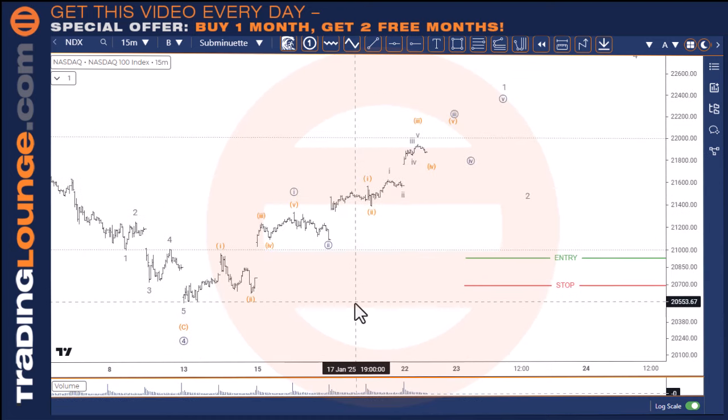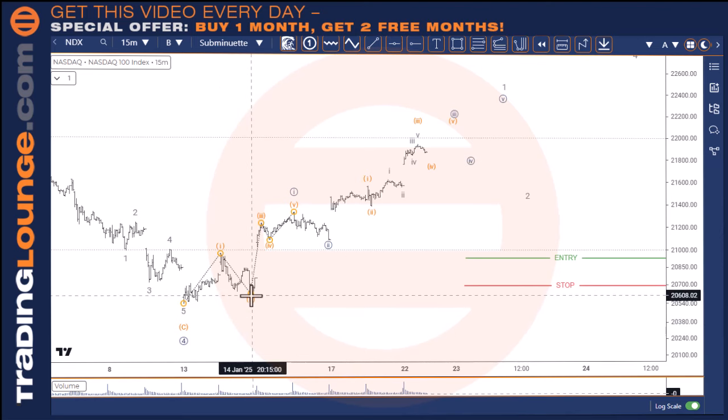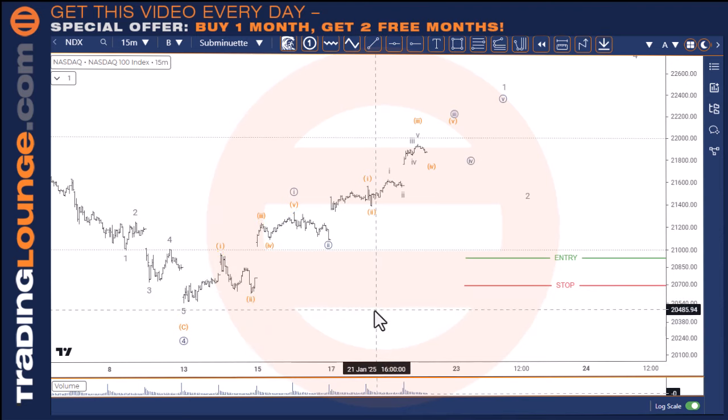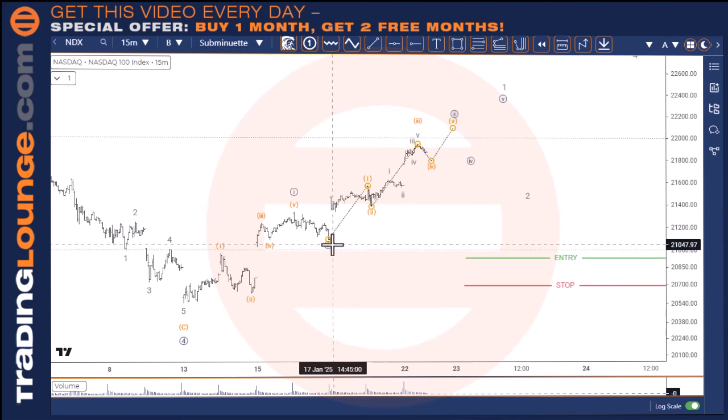So I've got this counted a little bit differently here as well, so it's worth noting. I've got the 5 waves here for the first wave. It makes sense. We've got a nice strong third wave here, the 4th and the 5th, and a pullback for 2 here. And in this instance, the next 5 waves up will be this one here.